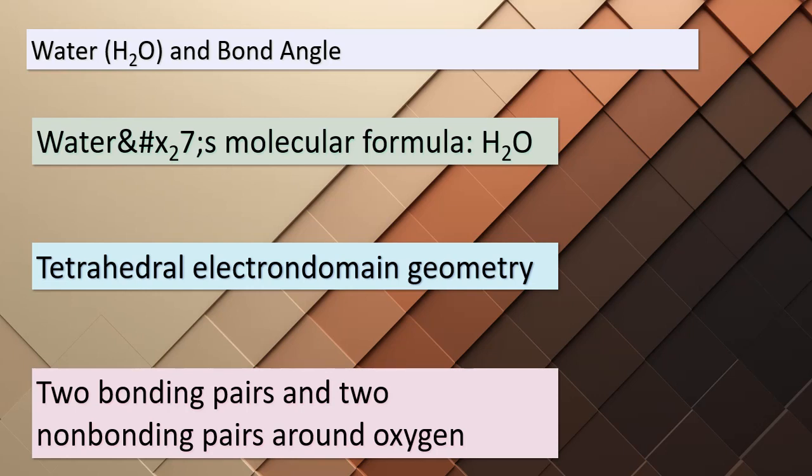These non-bonding pairs exert a significant repulsion on the bonding pairs, causing the bond angles to deviate even further from the ideal angle. In water, the actual bond angle measures about 104.58 degrees. This case demonstrates how non-bonding electrons can play a crucial role in shaping molecular geometry.